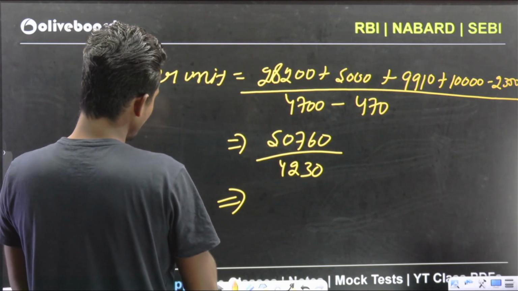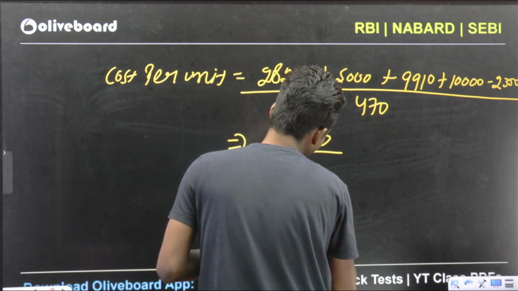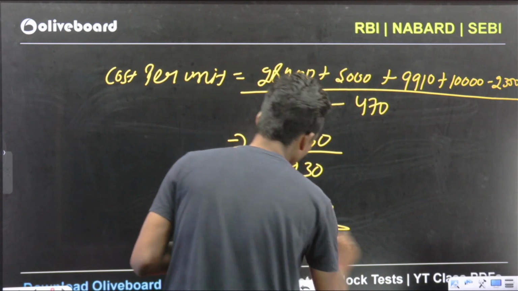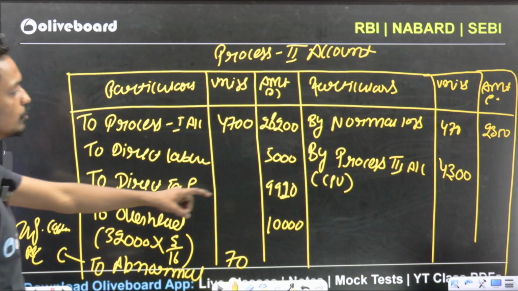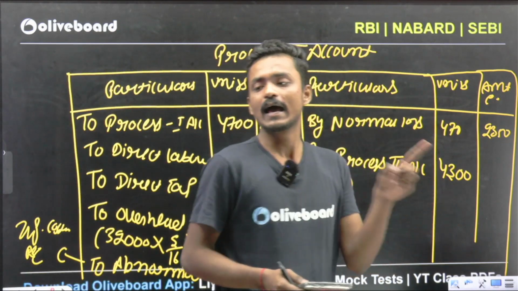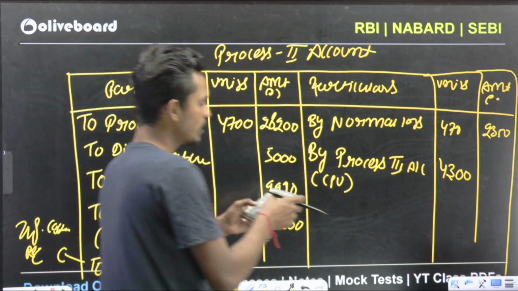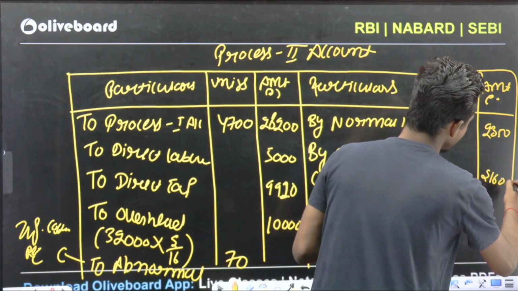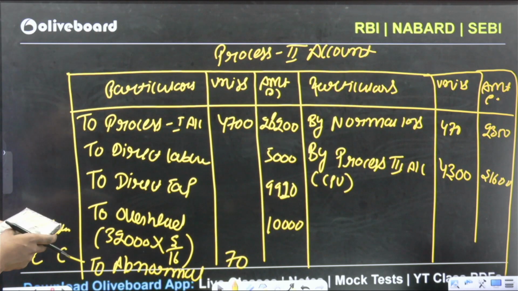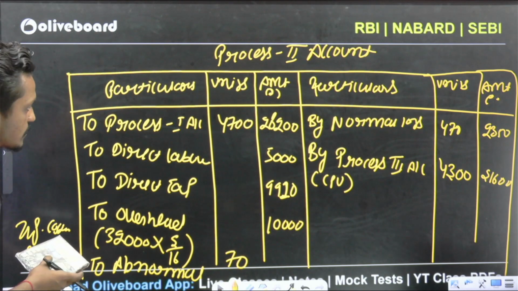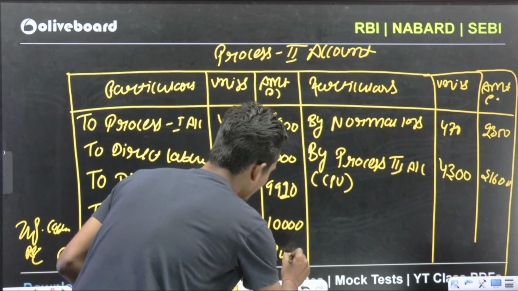So while doing the calculation, we are able to calculate the cost per unit. Now you can see here we have the cost per unit of 12 per kg. Now what do I have to value, sir? I have to value these 4,300 units as per the cost per unit. So simply I can calculate 12 rupees per unit. So I have the 51,700 valuation of process 2 account output, and for calculating the abnormal gain I have 12 multiplied by 70, 840, which is our abnormal gain.